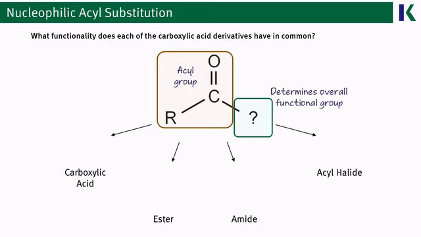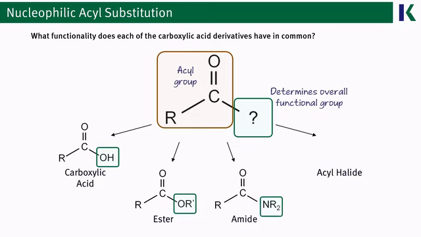Starting with the common structure of the acyl group, the overall functional group is further defined as a carboxylic acid when it's attached to an OH or hydroxy group. Each carboxylic acid derivative is defined by what substituent replaces that OH group. So what substituents define each of the following derivatives as either an ester, amide, or an acyl halide? When an acyl group is attached to an OR group, we have an ester. If we replace the OH group with an amine, we have an amide. Finally, when the OH group is replaced with a halogen, such as a chlorine, we have an acyl halide.